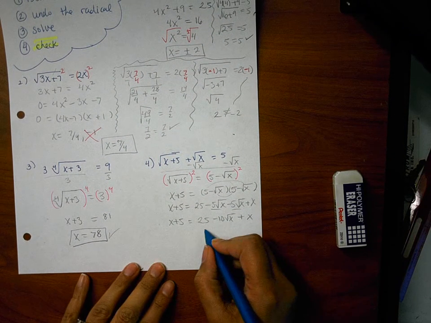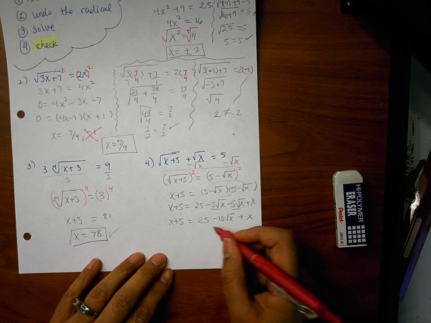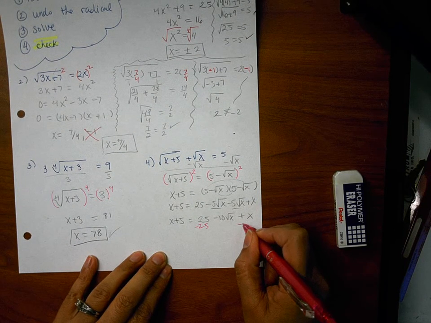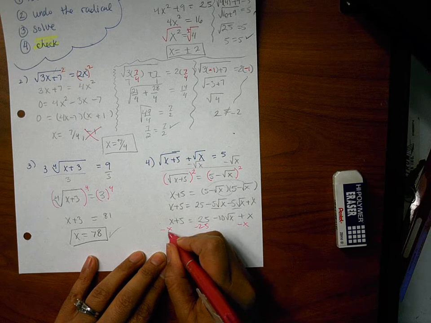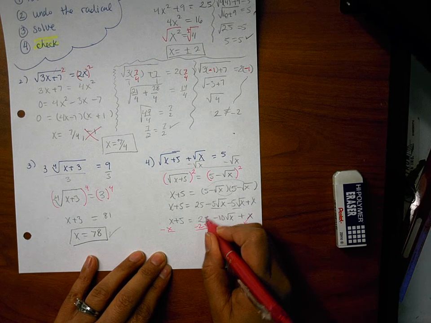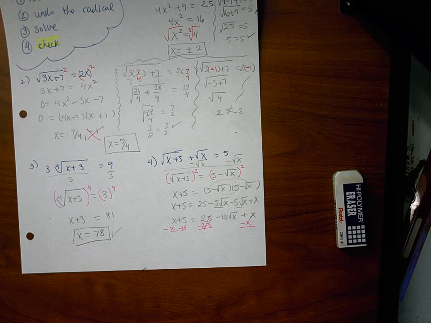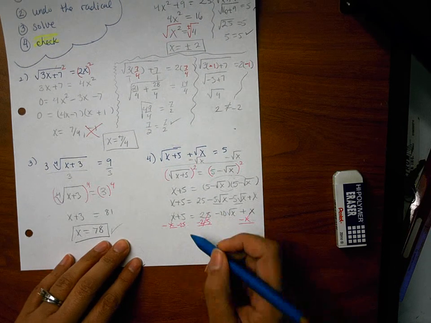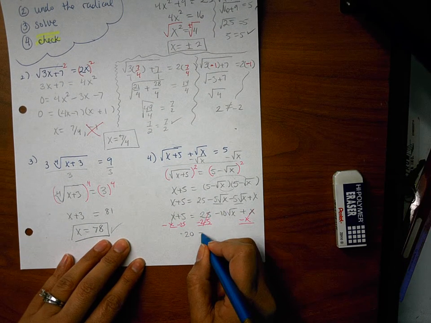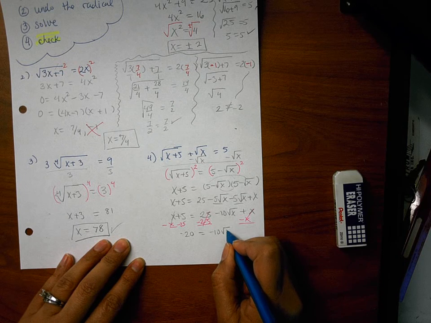I'm going to subtract the 25. I'm also going to subtract the x. Oh, forgot to put it on this side. So the x is crossed out on both sides. 5 minus 25 is negative 20 equals negative 10 root x.